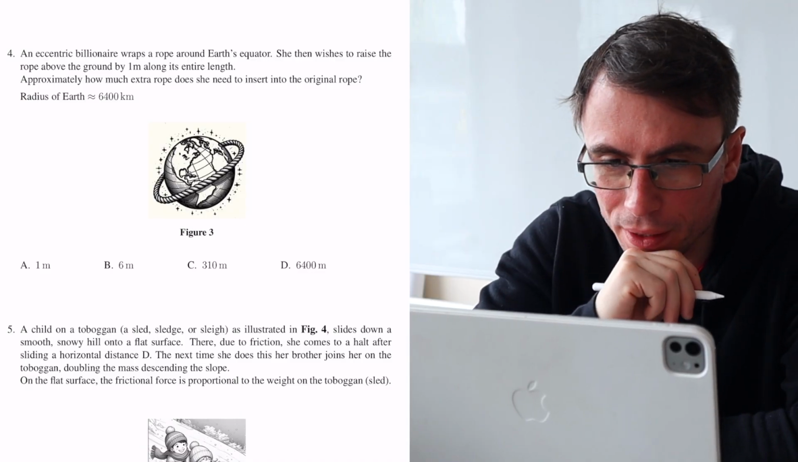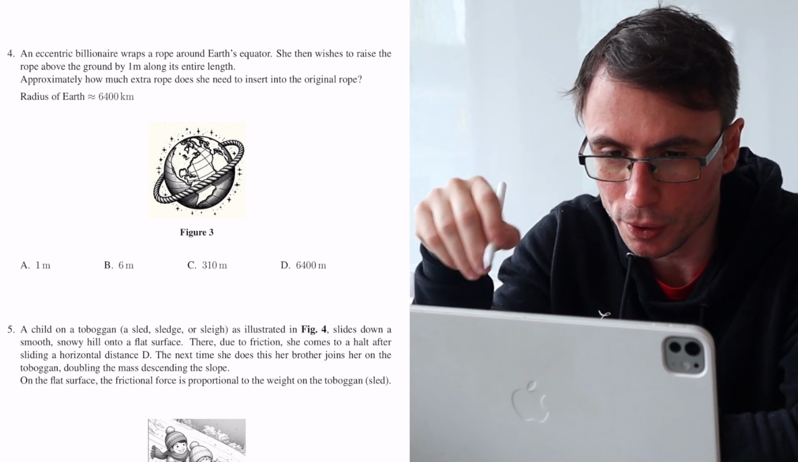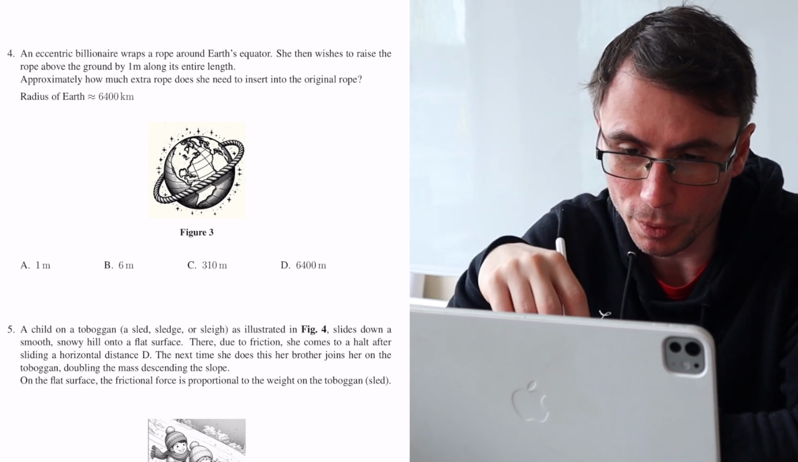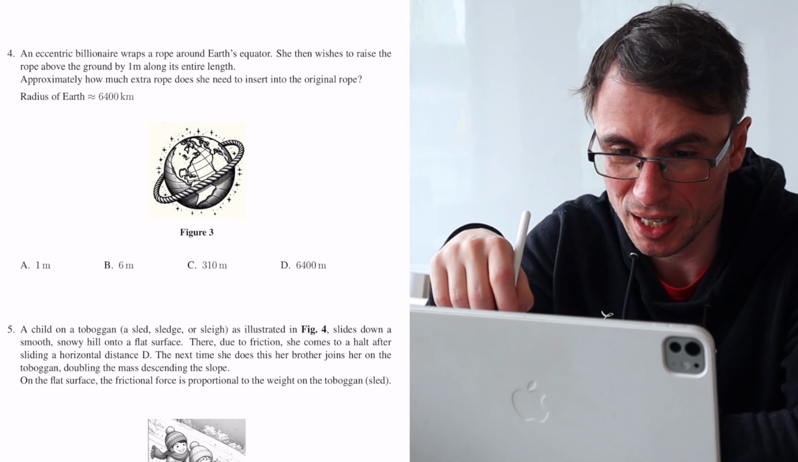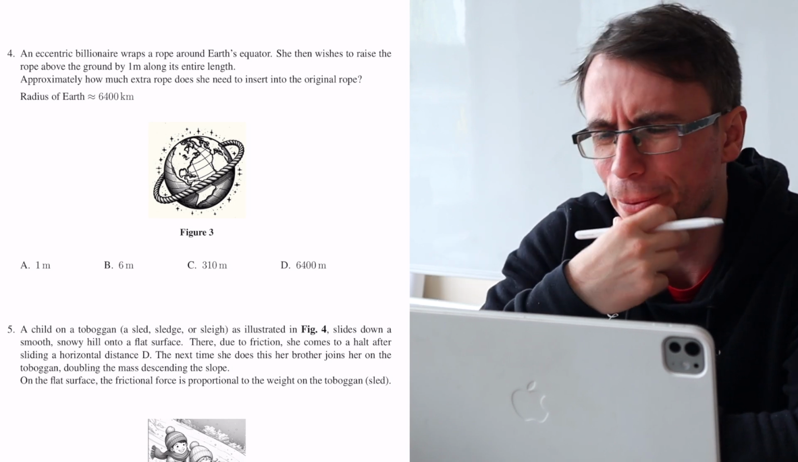Question number 4. An eccentric billionaire wraps a rope around the Earth's equator. She then wishes to raise the rope above the ground by 1 meter along its entire length. Approximately how much rope does she need to insert into the original rope?